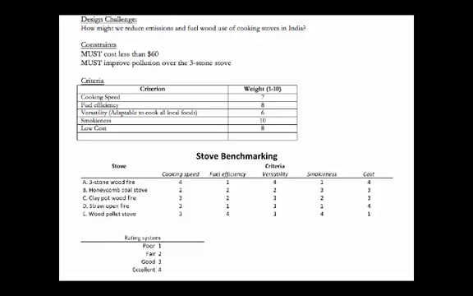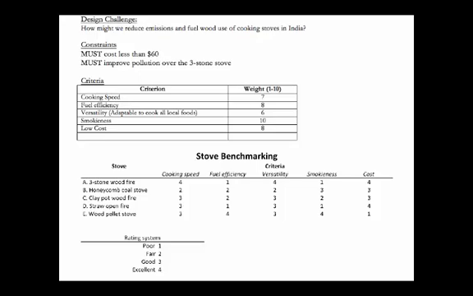Here's your starting point for your project. We've given you, in this case, a design challenge. We've given you constraints and criteria with weights. That's how important each one is. We've started a benchmarking matrix for you, and you can see there are 5 different types of stoves in this benchmarking matrix: a 3-stone wood fire, honeycomb coal stove, etc.